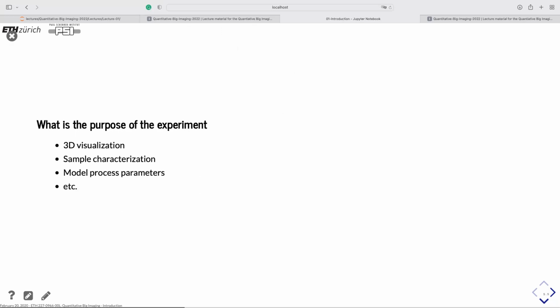And this follows then what is the purpose of the experiment. You want just to do a 3D visualization. Sometimes it's actually sufficient. So like in this gold piece that I showed before, it was sufficient to do a 3D visualization because the rest would be more investigating and see how things appear inside. It can be sample characterization of one or many samples, or you want to model process parameters, and so on.